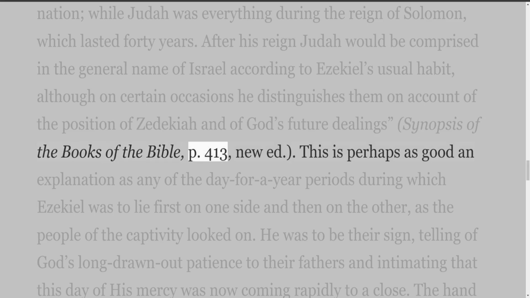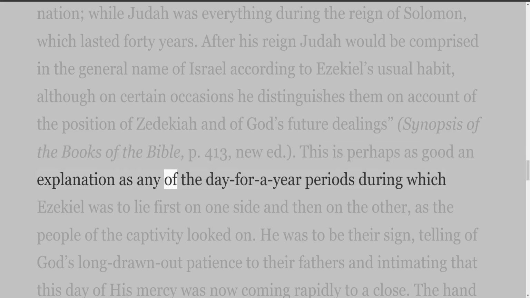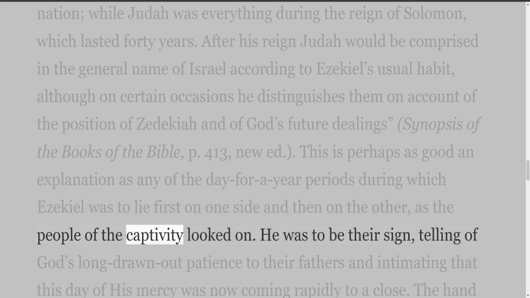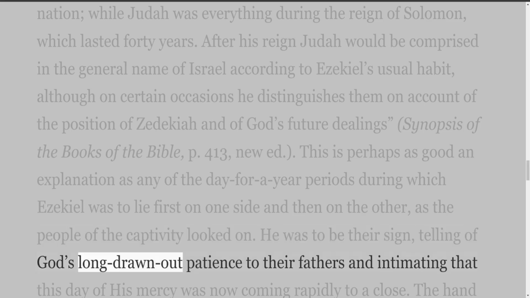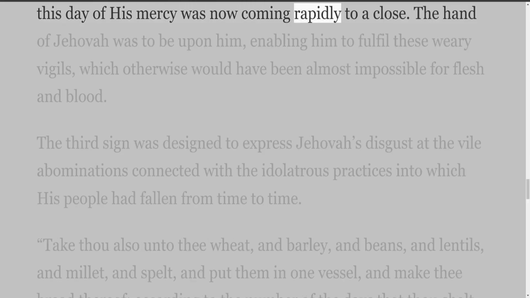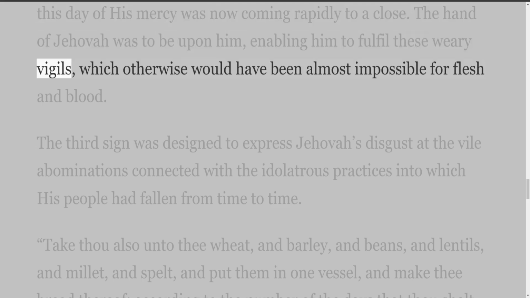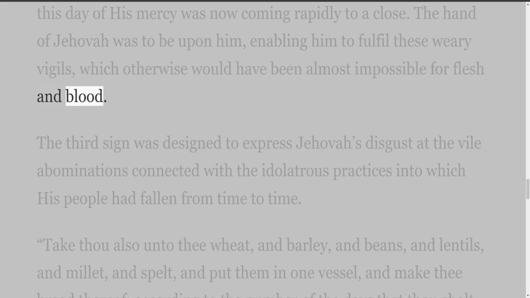Page 413, New Edition. This is perhaps as good an explanation as any of the day-for-year periods during which Ezekiel was to lie first on one side and then on the other, as the people of the captivity looked on. He was to be their sign, telling of God's long-drawn-out patience to their fathers and intimating that this day of his mercy was now coming rapidly to a close. The hand of Jehovah was to be upon him, enabling him to fulfill these weary vigils, which otherwise would have been almost impossible for flesh and blood.